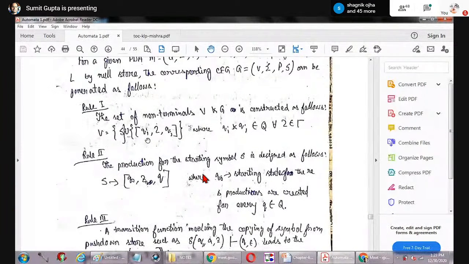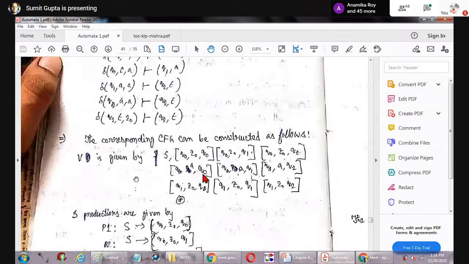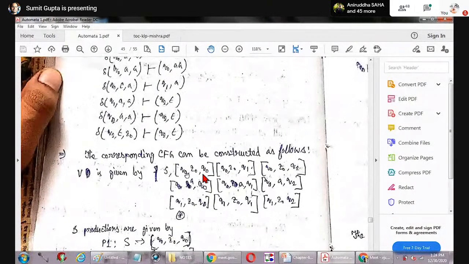S union Qi comma Z comma Qj, where Qi and Qj belong to capital Q, for all Z that belongs to gamma. This is Z. For all Z that belongs to gamma, Qi and Qj that belong to capital Q, we have to make a union and we'll go on adding until we get the full list of capital V. So the full list of capital V is given as S, Q0 Z0 Q0, Q0 Z0 Q1 and so on. By this, we'll have many elements of capital V.